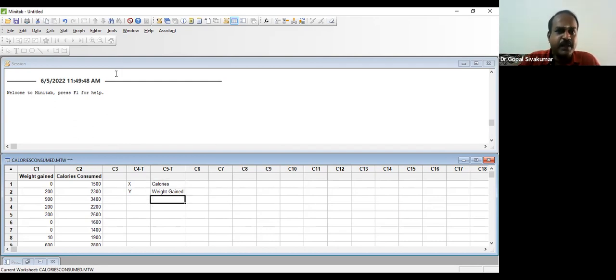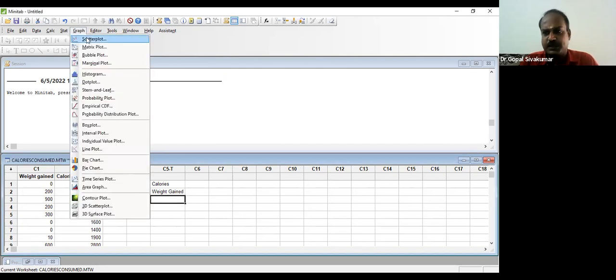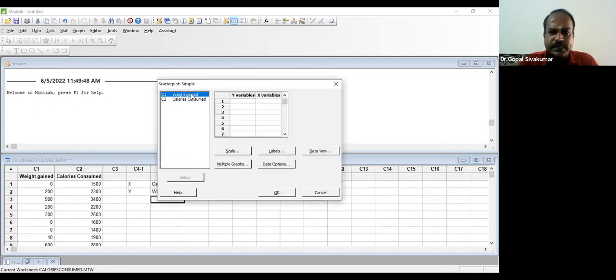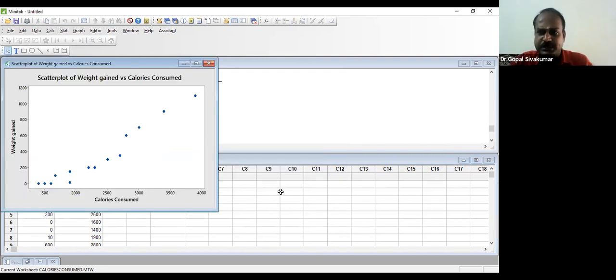And that's the idea. And now let me go for the scatter diagram first. Graph, scatter plot. A simple scatter plot. I'm okay with simple scatter plot. And Y variable is weight gain. X variable is calorie consumed. I'm giving OK. We all understand how scatter plot is developed now. You can do it manually or you can do it in this simple manner. In few clicks, few seconds, you have the graph.